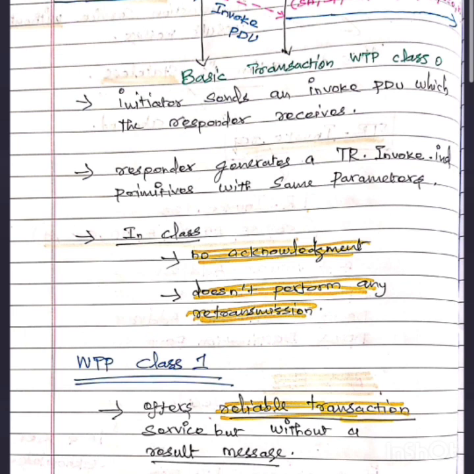We have two entities: one is the initiator entity, the second is the responder entity. The user on the initiator side sends the request using the invoke request primitive. It has some parameters, which you know very well: SA, SP, DA, DP, A, UD, C. See, the C value is 0. 0 means we are using class 0 type wireless transaction protocol. It sends the invoke PDU to the responder side. On the responder side, the entity indicates the request to the user using invoke.ind with the same parameters. There are no changes in the parameters.